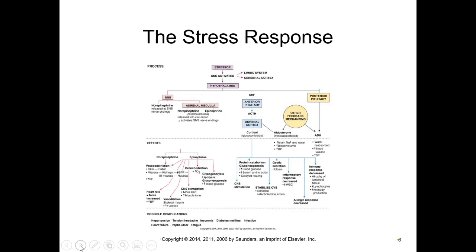The stress response, now this is out of your book. Go back and look at it up close and personal. This is a small little version, but look at the stressors, and the CNS is activated. The hypothalamus comes into play. Look at the things going on across here. Look at the very bottom, possible complications: hypertension, tension headaches, insomnia, diabetes, infection. Everybody's system can be affected there.